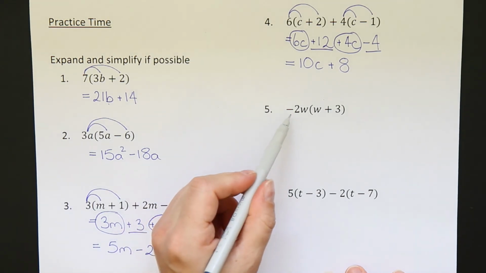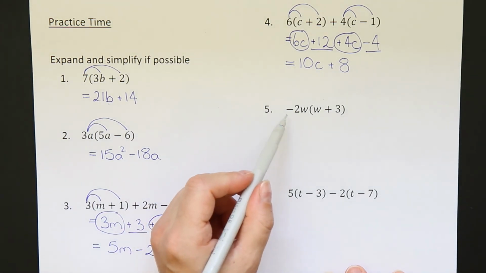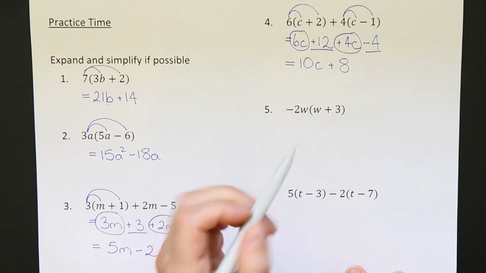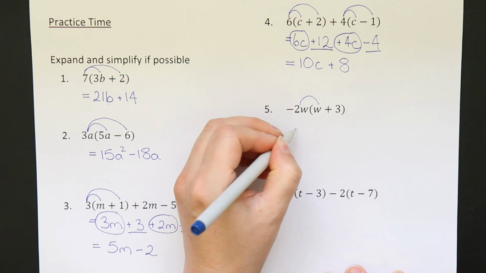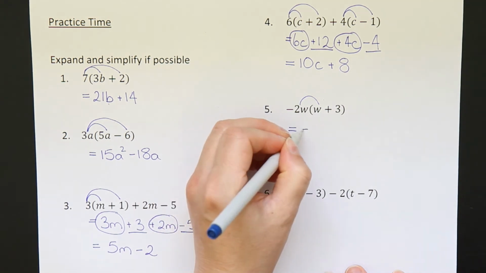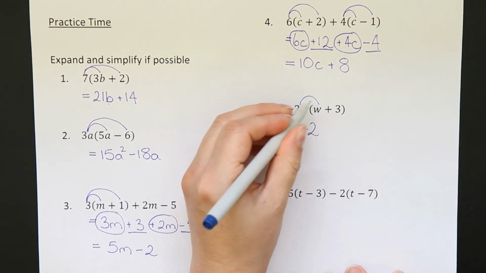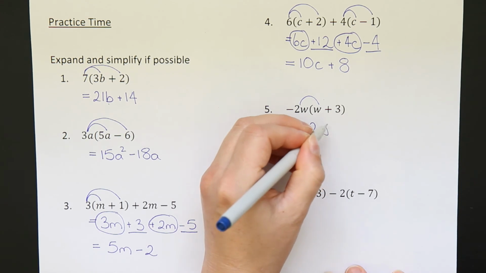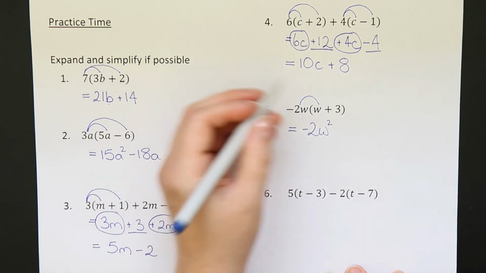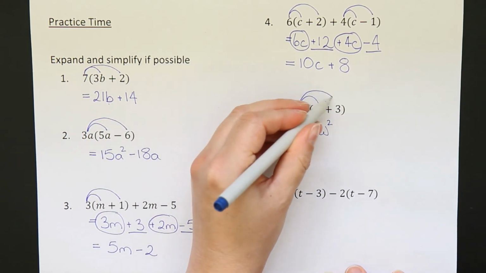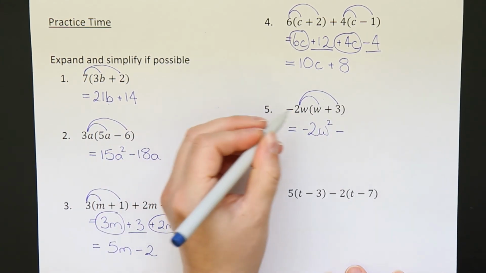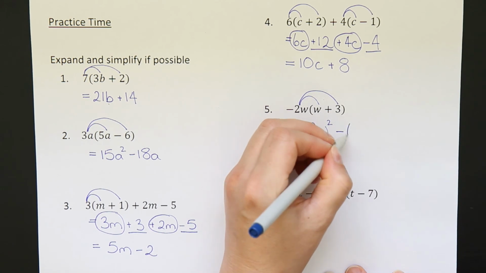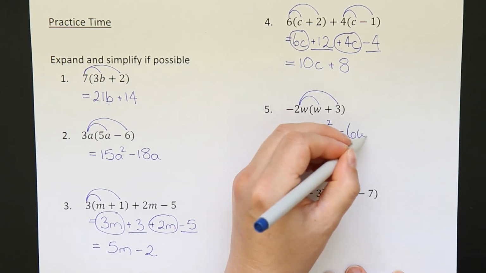Question 5, we have a negative at the front. Negative 2w times w. Well, there's no number in here to multiply that 2 with, so it's just going to be negative 2. W times w is w squared. Negative 2 times a positive 3. A negative and a positive makes a negative. 2 times 3 is 6, and also a w.